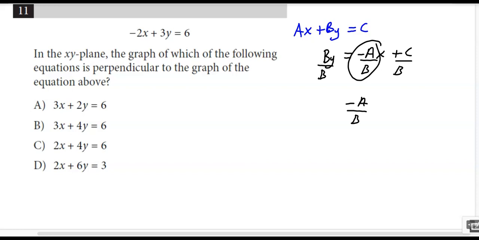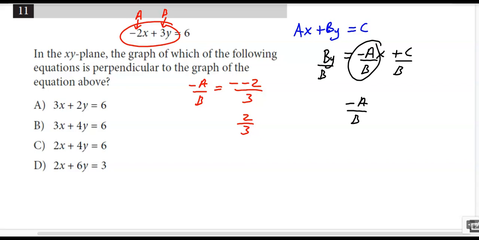So for instance, when I just look at this one, this is the a number, negative 2, and the b number is 3. So if I do negative a over b, that's going to come out to be negative of negative 2 over 3, which is just 2/3. So it saves you from doing all that.